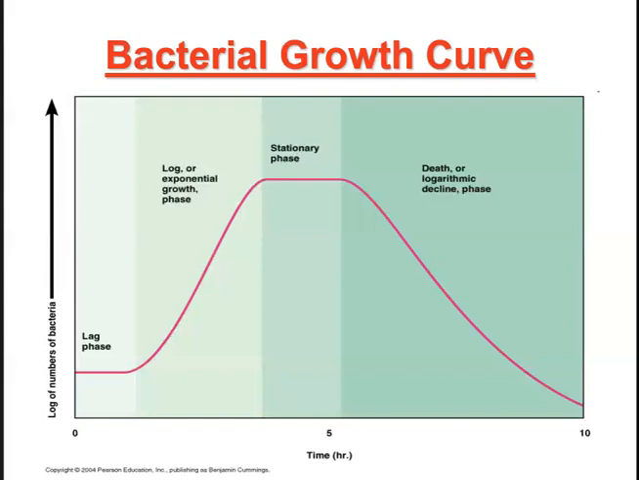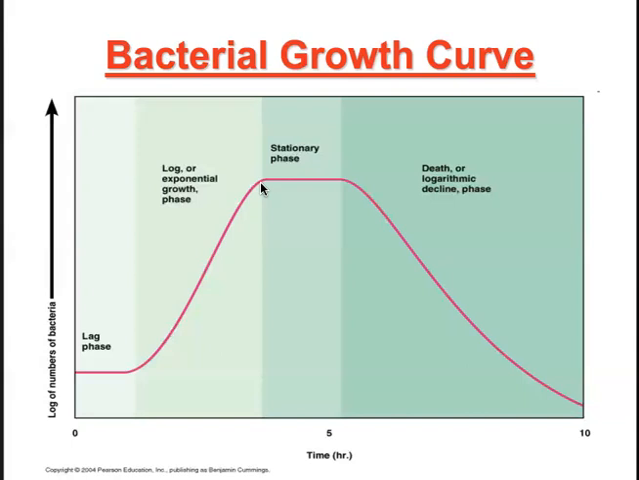So they have entered their death or logarithmic decline phase. Okay? So again, lag phase, it's the stage where they're starting to get to know their environment. So they haven't started dividing yet. Eventually, when they are familiar with the area and have been acquainted with the nutrients present, they start to multiply via binary fission, and so they enter the logarithmic or exponential growth phase. Kaya paakyat.